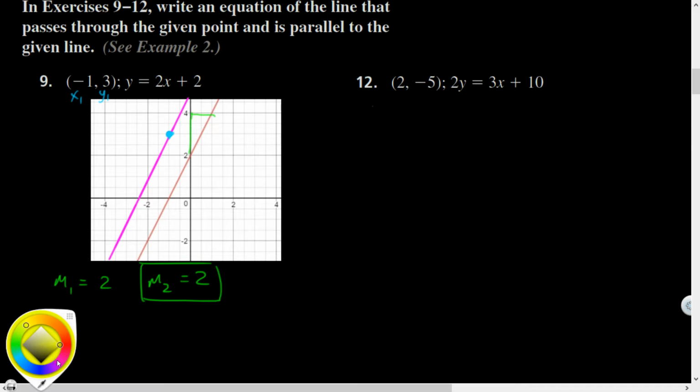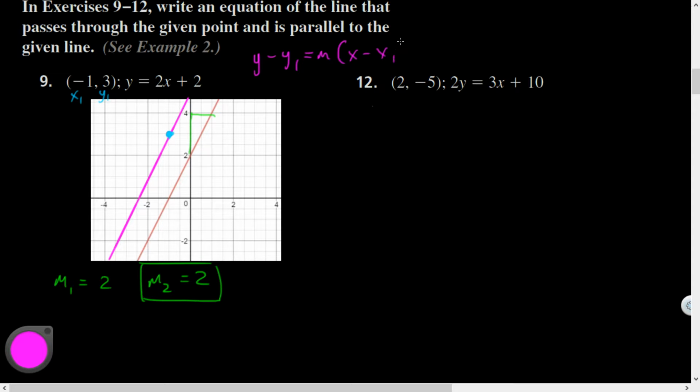And so let's use the point-slope form. I'll write it down in case we forgot it. y minus y1 equals m parentheses x minus x1. Let's plug the facts that I have into point-slope form. Hooray. So I will have y minus 3 equals 2 parentheses x plus 1. Remember, for your points in the point-slope form, they end up being the opposite of the ones we were given, right? So opposite, opposite.